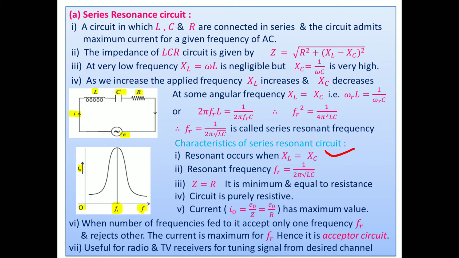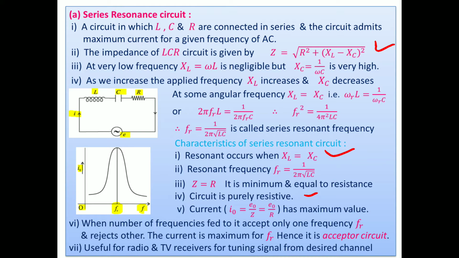Then, as XL equal to XC, look in this expression. Z equal to what? Square root of R square plus 0. Or you say Z equal to R. Z equal to R means the value of impedance is minimum and it is equal to resistance. As impedance in the circuit is minimum, it is equal to resistance, and the circuit becomes purely resistive.